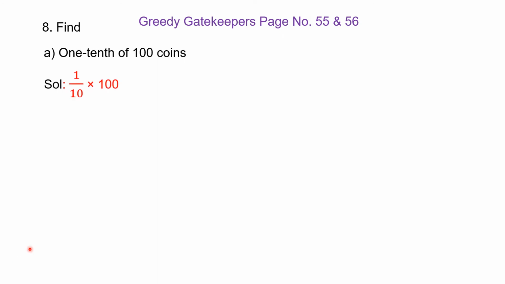On page number 55 and 56 of 5th class maths textbooks, you can see the story Greedy Gatekeepers. We will solve some problems which are asked in that story. One-tenth of 100 coins. Let us find out one-tenth of 100 coins. One-tenth can be written as a fraction 1 by 10 multiplied by 100.